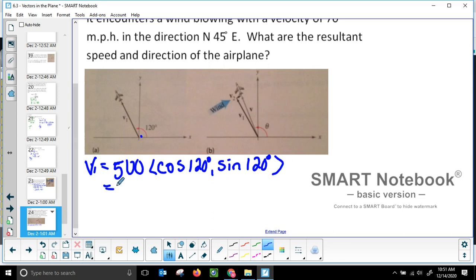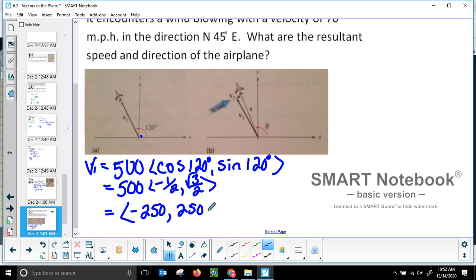Cosine of 120, let's see, that is on my unit circle. Cosine of 120 is negative 1/2, and sine of 120 is the square root of 3 over 2. So this is going to be negative 250, comma, 250 times the square root of 3. So that's my V1.